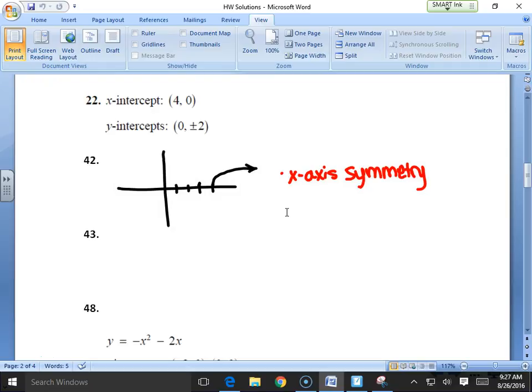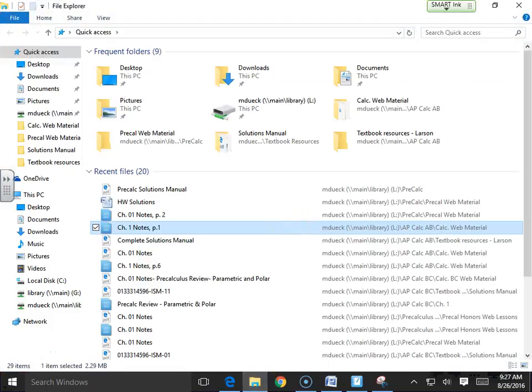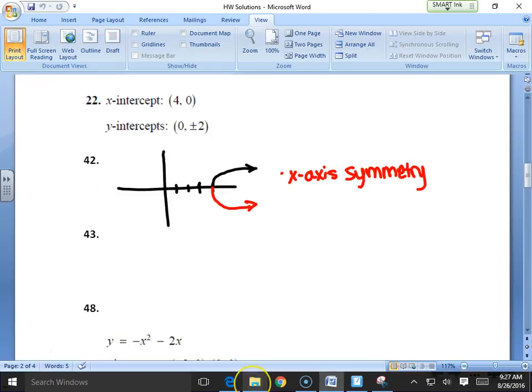X-axis symmetry is over the x-axis, as though you're folding it down and copying it, so it's going to be, just finish it. Folding over, okay? Folding over. Number 40, what did I just say? I have no idea. Okay.